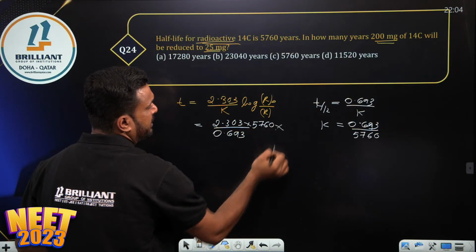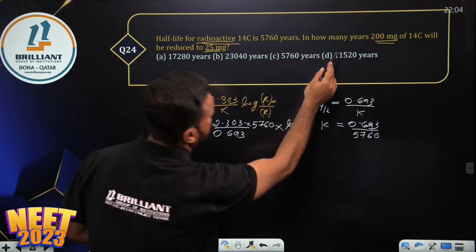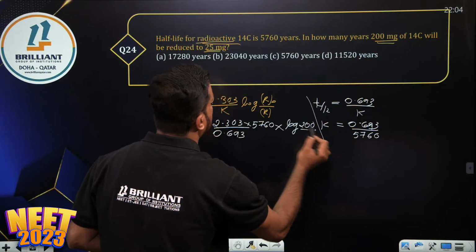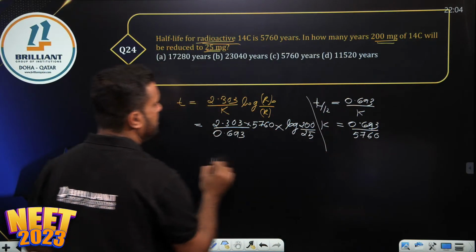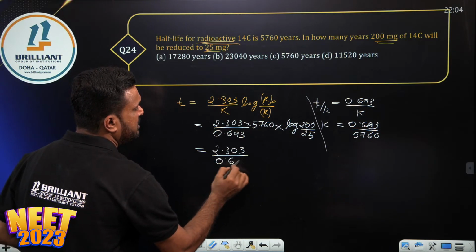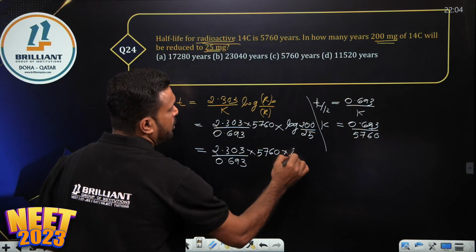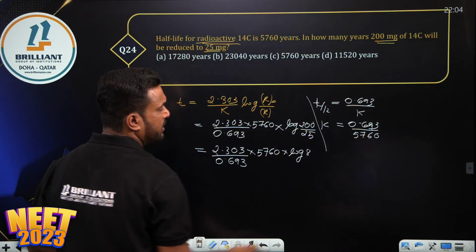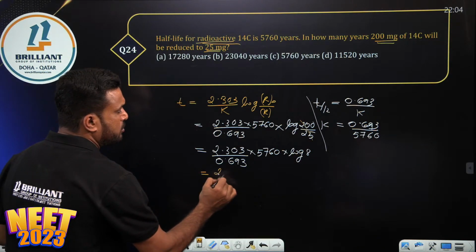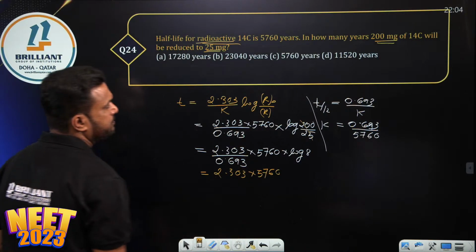5760 will come to the numerator, into log of what? 200 is given, right? Yes, log 200 divided by 25. So you can easily solve it. t is equal to 2.303 divided by 0.693 into 5760 into log 8 will come, because 200 by 25 is equal to 8.